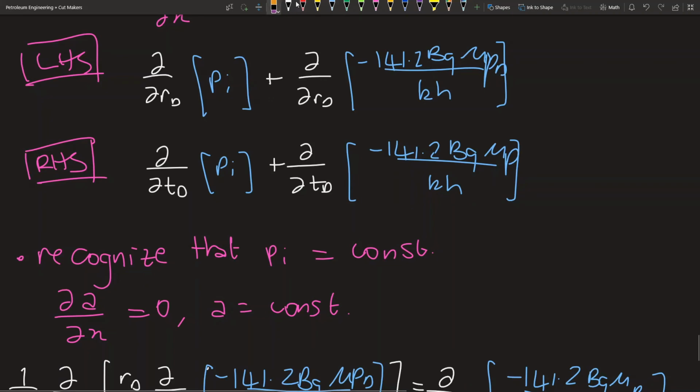You know what? Let's do it some justice. I'm going to erase this and give a bit more space here. Same goes for this bracket.